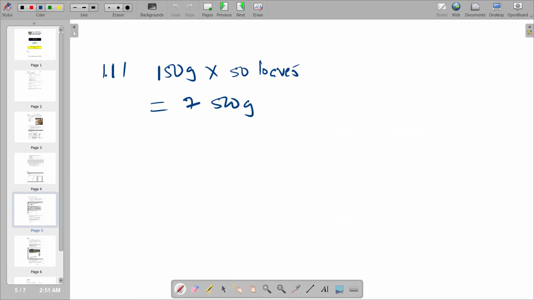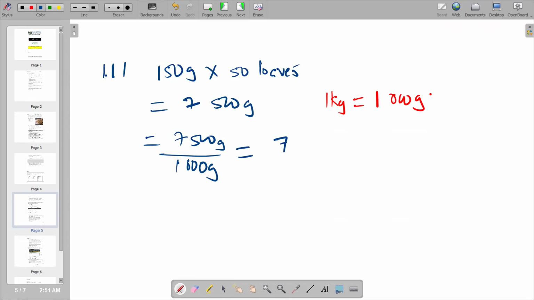So remember, 1 kg, which is 1 kilogram, is equal to 1,000 grams. To express our 7,500 grams in kgs, we have to divide by 1,000. So basically, we are saying 7,500 divided by 1,000. And we are going to get your final answer, which is 7.5 kilograms. So this becomes your final answer.